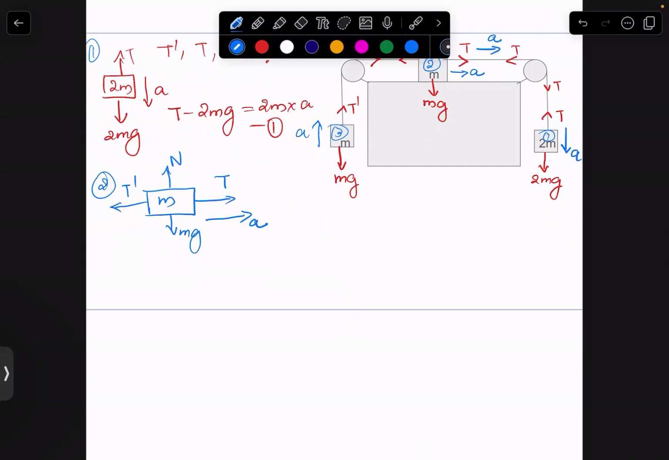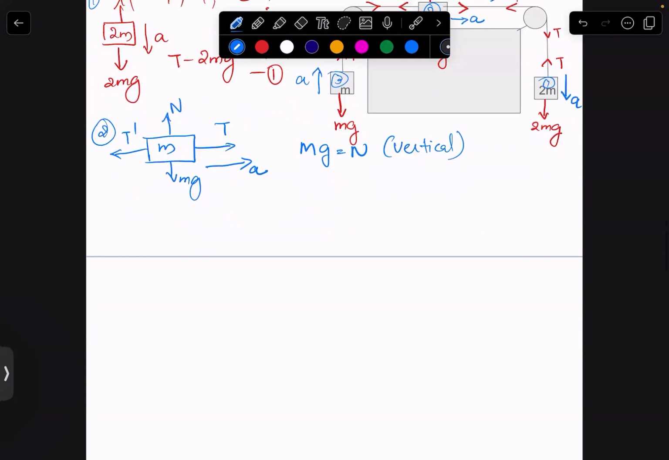So vertically, what is happening? Mg equals N. So that is vertical. And horizontally, what is happening? Since A is along T, I'm considering T as the larger force over here. So T minus T dash equal to M times A. I'll take this as equation 2. This is horizontal.